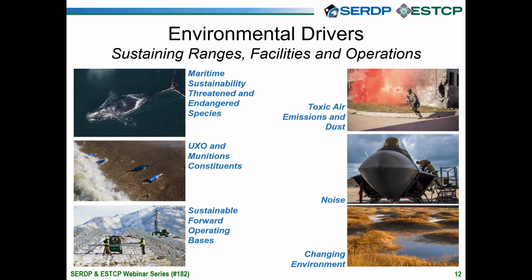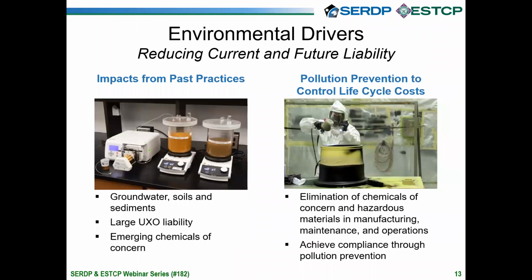We look at everything from a changing environment to maritime sustainability to dealing with unexploded ordnance and the chemicals associated with them. But we also look at reducing current and future liability. And this would include a traditional pollution prevention program where we're looking at eliminating or substituting chemicals of concern or processes that are being utilized in the manufacturing, maintenance, and operations in the military installations.